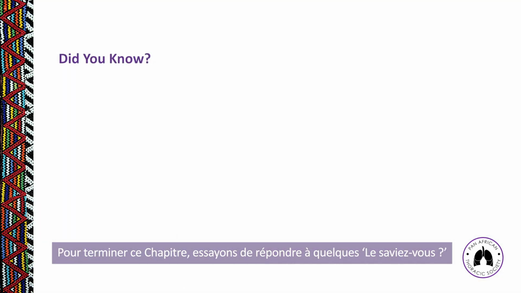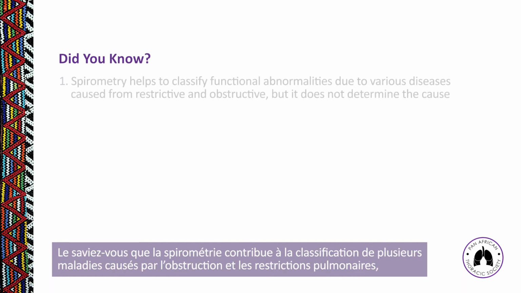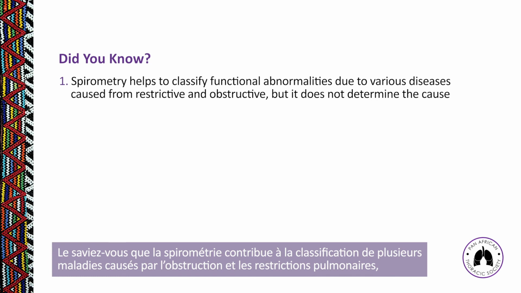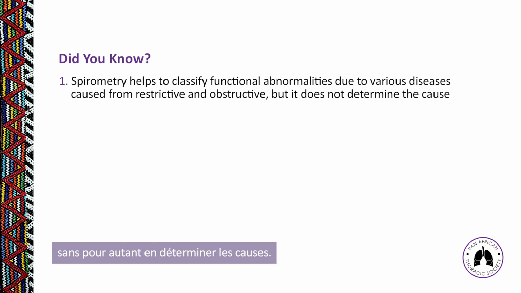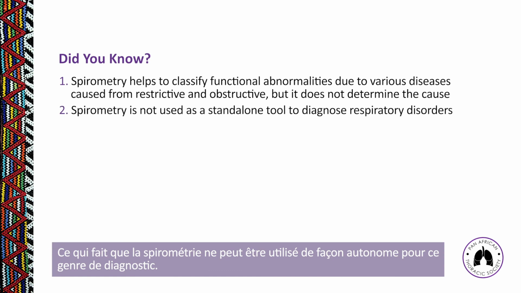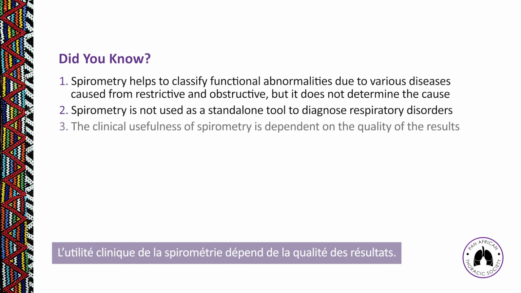So to close off on this chapter, let's look at a few did you knows. So did you know that spirometry helps to classify functional abnormalities due to various diseases from restrictive, meaning that the lungs can't expand, and obstructive, meaning that the air flow through the airways is limited, but it does not determine the cause. So spirometry is not to be used as a standalone tool to diagnose respiratory disorders. The clinical usefulness of the spirometry test result is purely dependent on the quality of the test itself.